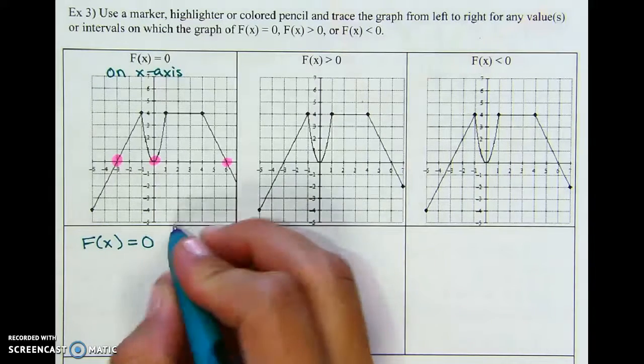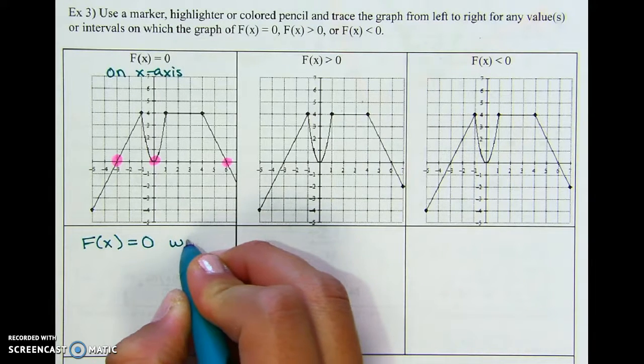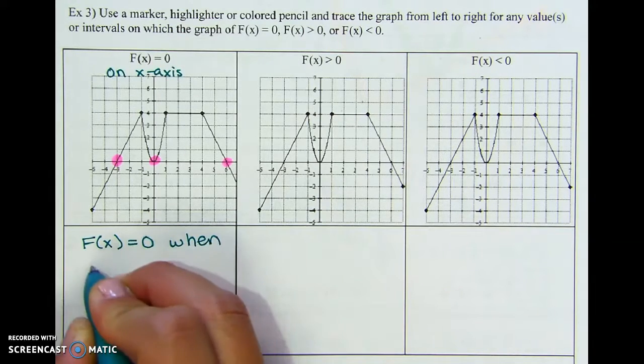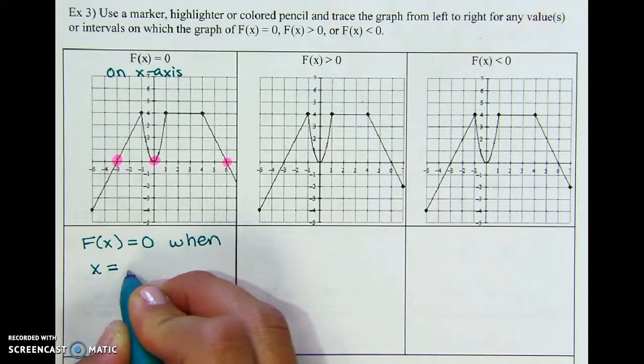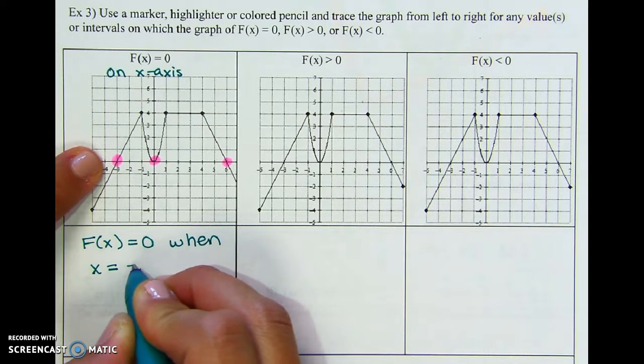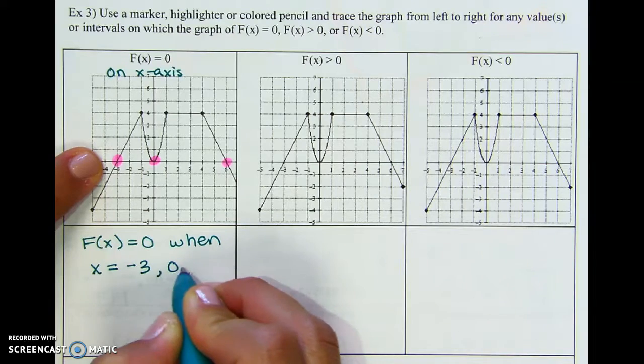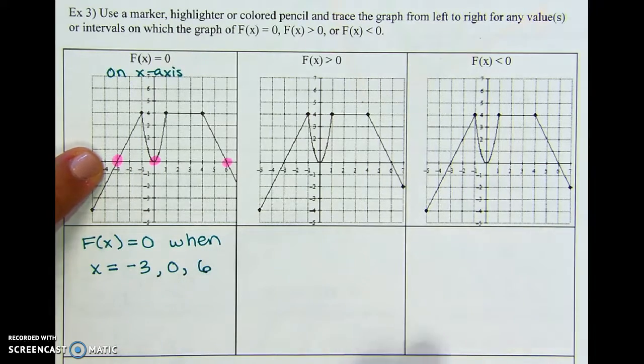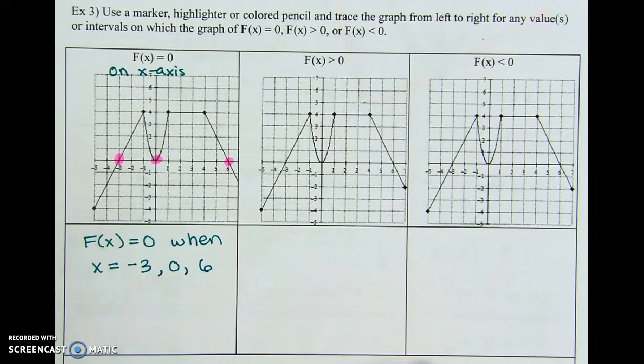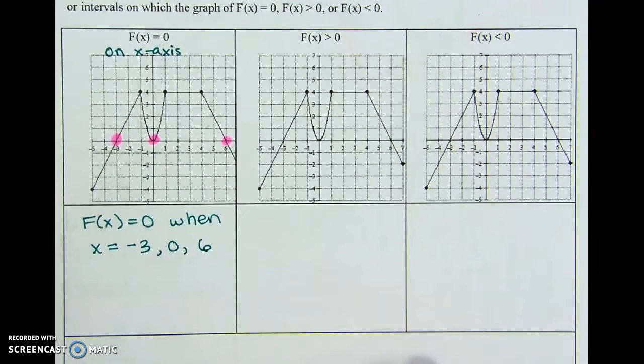F of x equals 0 when x equals, let's list them. So x equals -3, 0, and 6. All right, let's go to the next one.